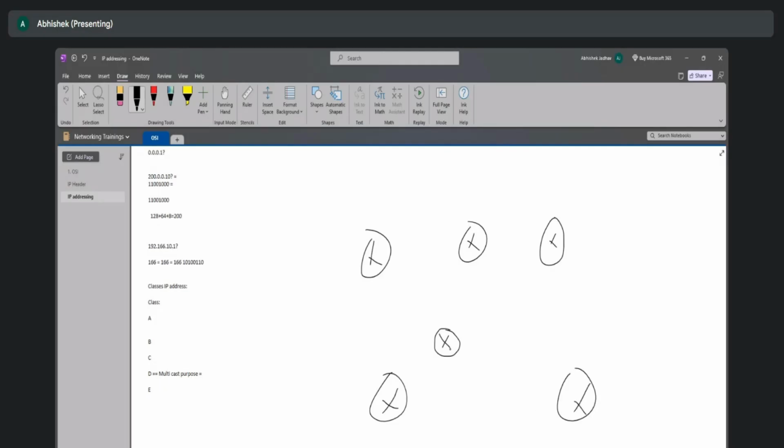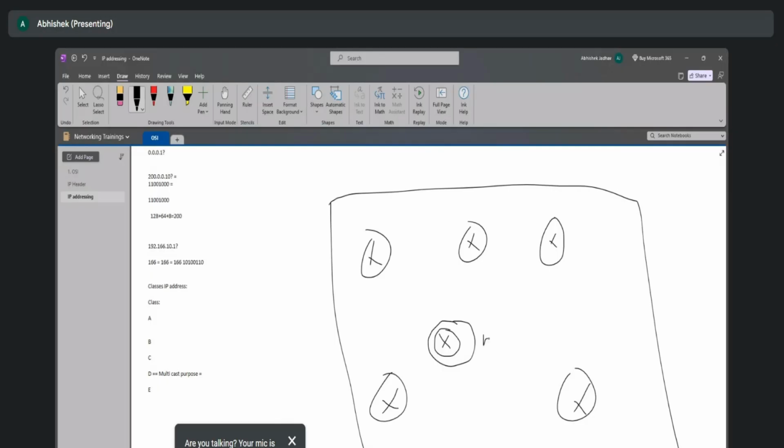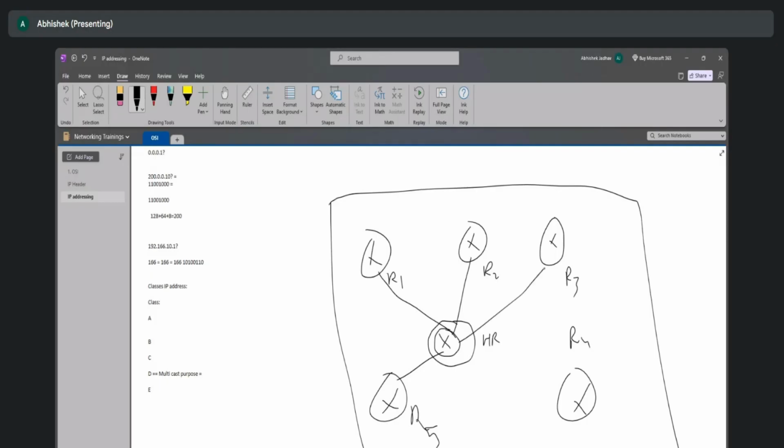Now let's assume this is an organization, and this particular router belongs to the HR department, and these are other departments: research one, research two, research three, research four, and research five. Now this HR wants to send a common email, common information, to each and every department around it which are connected to each other. How will they do that?